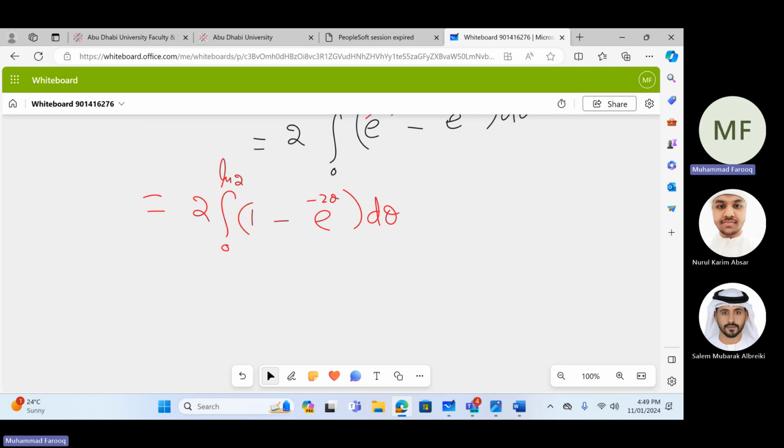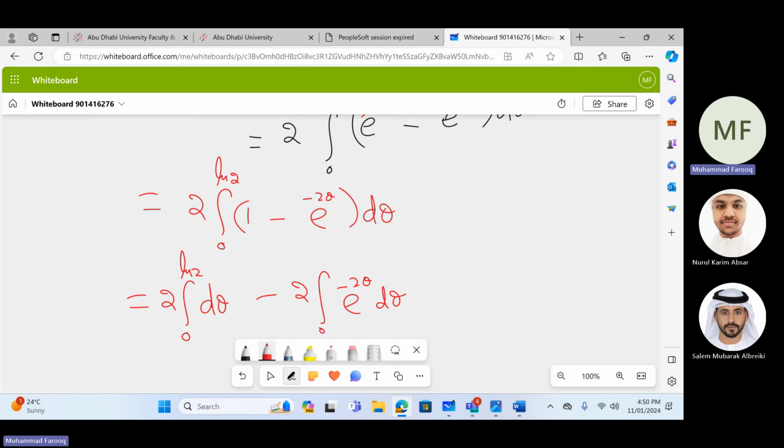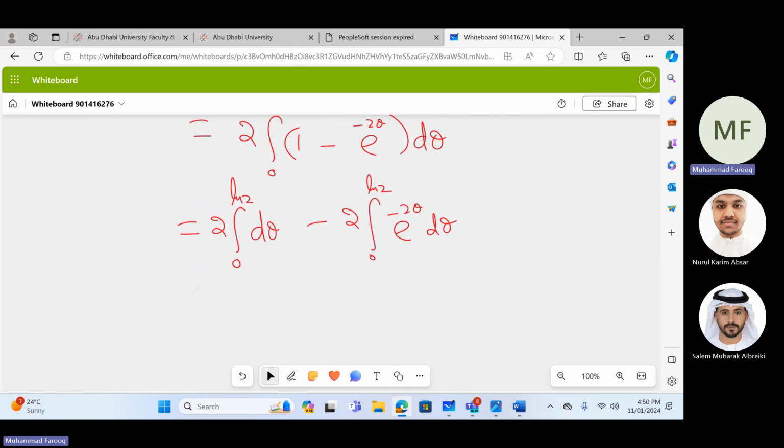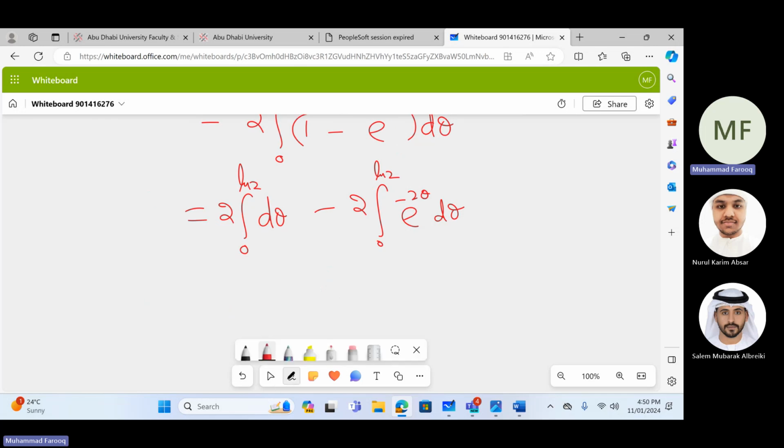Integration of 1, integration of E power minus 2 theta. So now we have here 2 times integrate 0 to ln 2: 1 times d theta is d theta. Minus sign again, 2 times integration of E power minus 2 theta d theta. I just distribute, okay? Integration of this, integration of this. Clear? Also 0 to ln 2. What is the integration of d theta? Theta. Yes. So it's 2 times theta, and don't forget it has limit from where to where: 0 to ln 2.